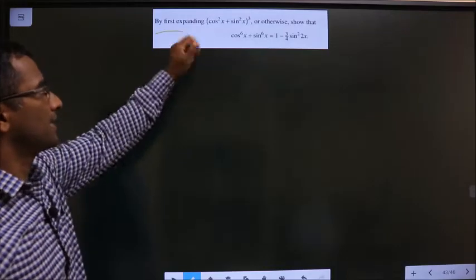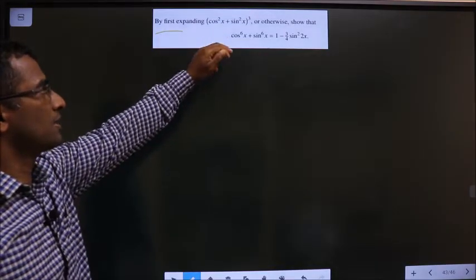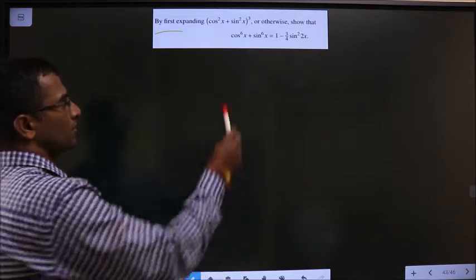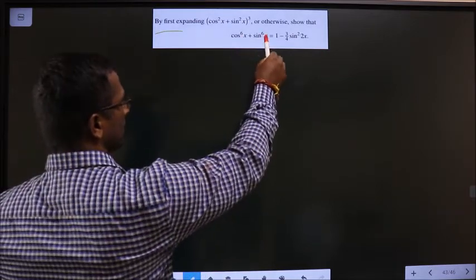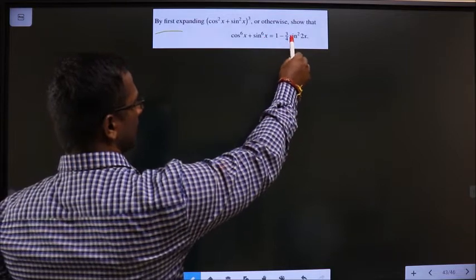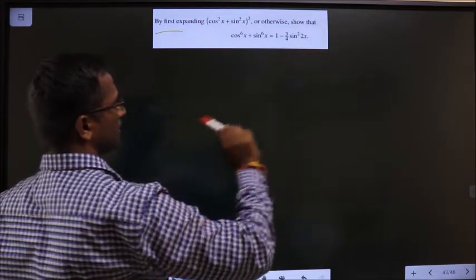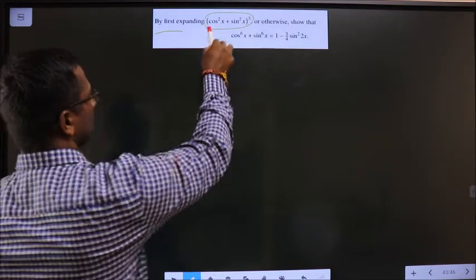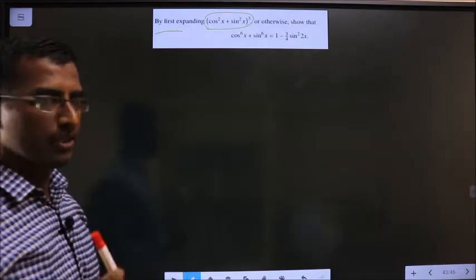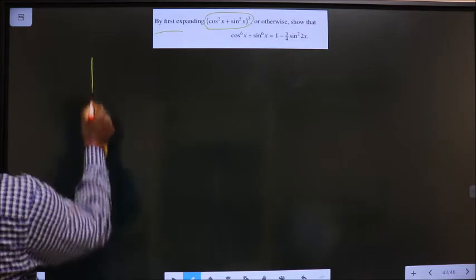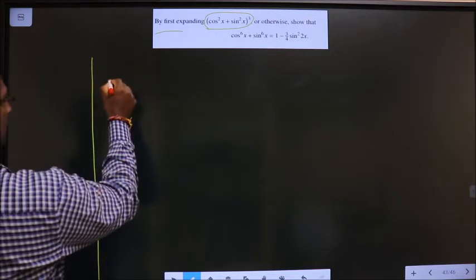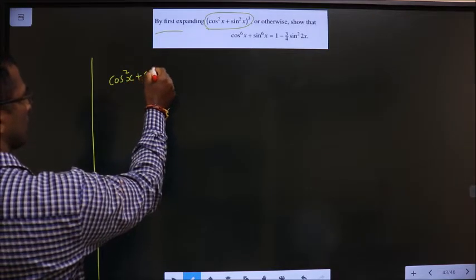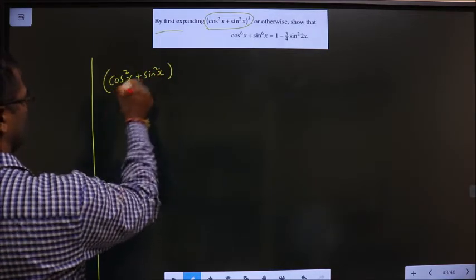By first expanding (cos²x + sin²x)³ or otherwise, show that cos⁶x + sin⁶x = 1 − (3/4) sin²2x. He told us to expand this one, so let us expand it first. That is (cos²x + sin²x)³.